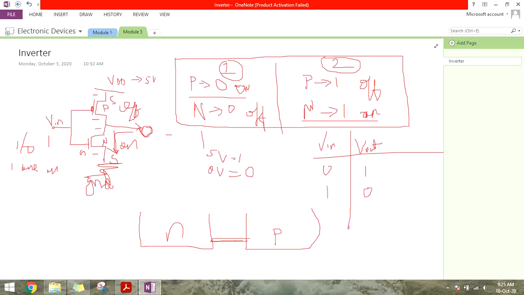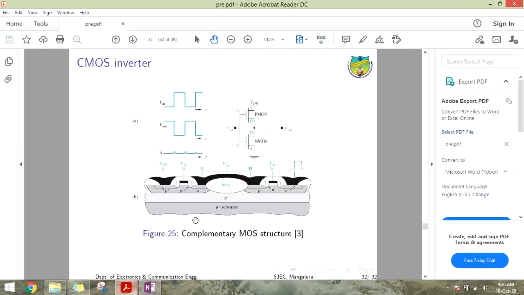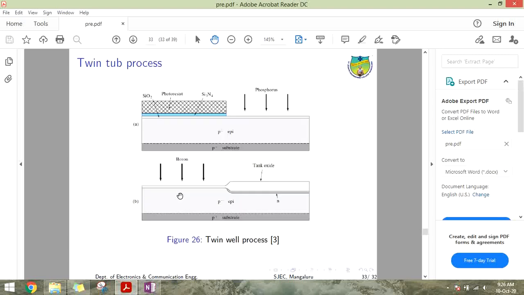Then the use of two separate tubs also solves the problem of the latch-up because of the independent control of the threshold voltage in both the transistors. So next we will check the fabrication of this particular inverter by the twin tub process. It's called a twin tub process. So we'll go into the detail of this twin tub process.